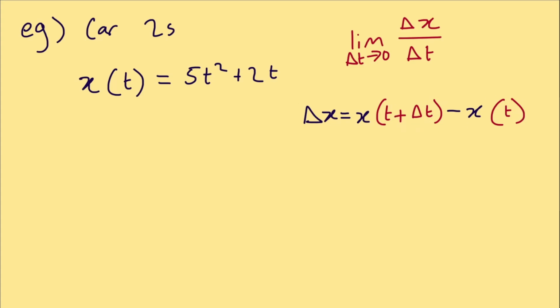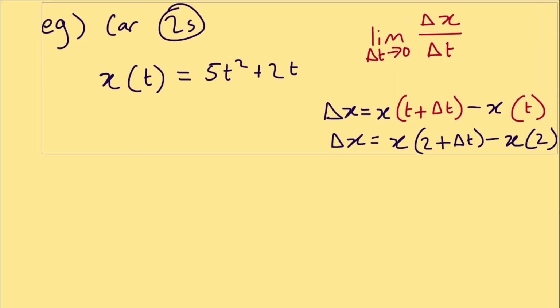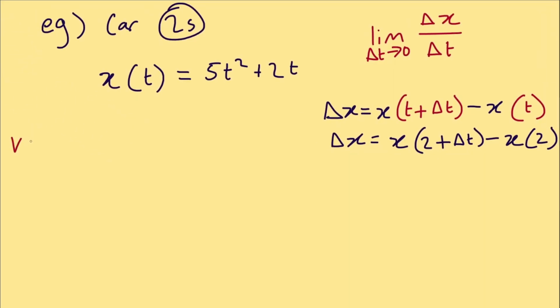And we know t is 2 seconds. We're looking for it at 2 seconds. So delta x is equal to x(2 plus delta t) minus x(2). Let me make some space. Velocity is equal to the limit as delta t approaches 0. And now here's a part where it's easy to make some mistakes, but really we're just plugging everything in. Take your function of x and plug it into this.